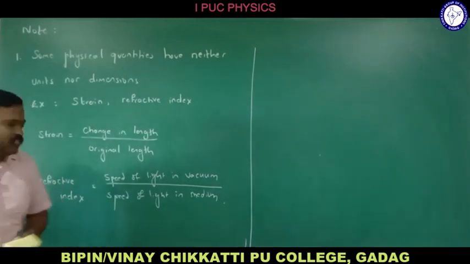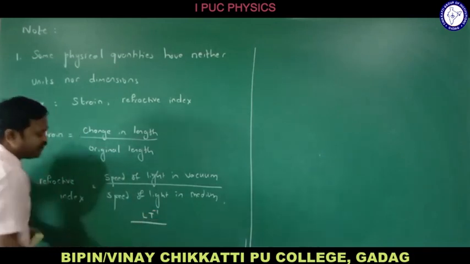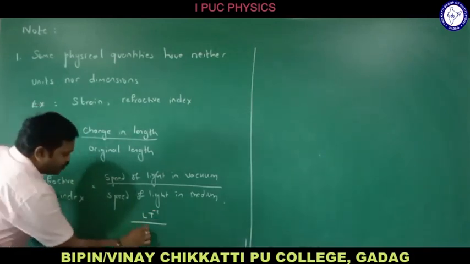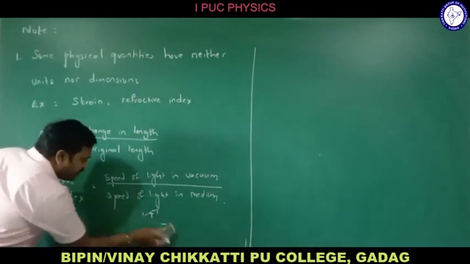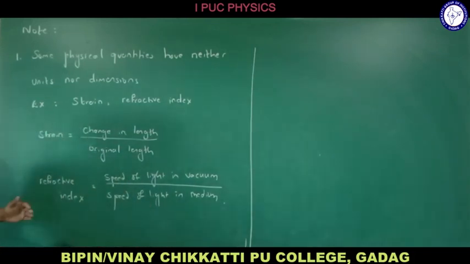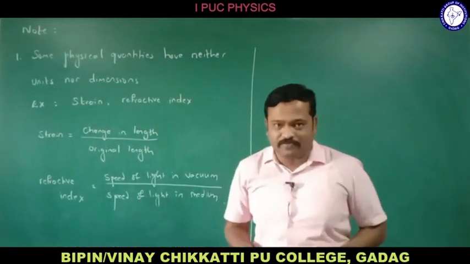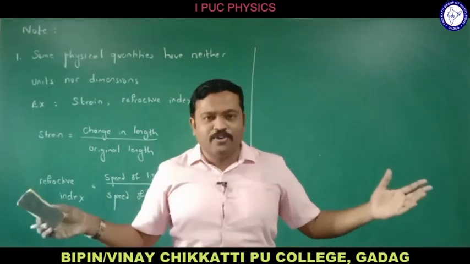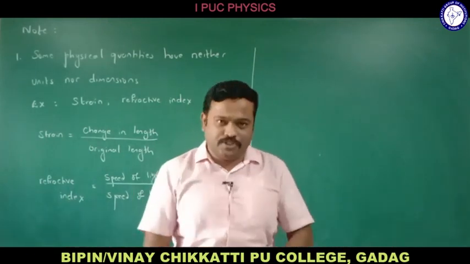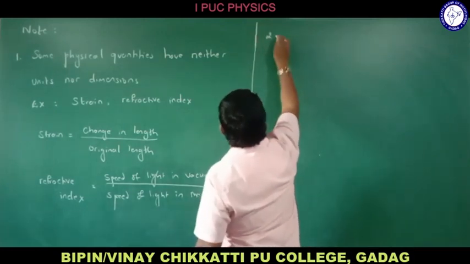Let us check dimensions. What is the dimension of speed? L t raised to minus 1. Speed is nothing but velocity, right? Again, they cancel each other. That is the reason why refractive index has neither unit nor dimension. So these are examples of physical quantities which do not have units as well as dimensions. So this is the first exception. Let me go with the second exception.